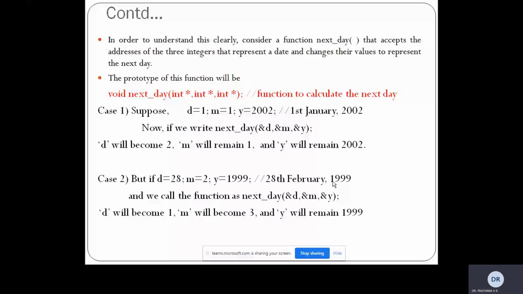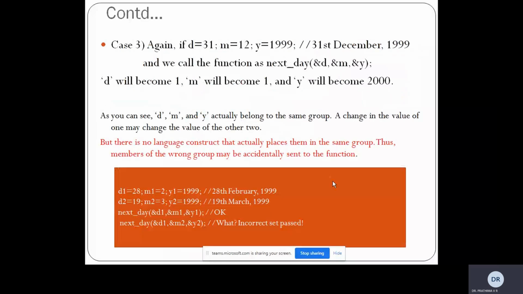And to understand the various types of representations, what a structure can still give to programmers is this: suppose I take d as 31, m as 12, and the year as 1999, I would like to set the value as 31st December 1999.